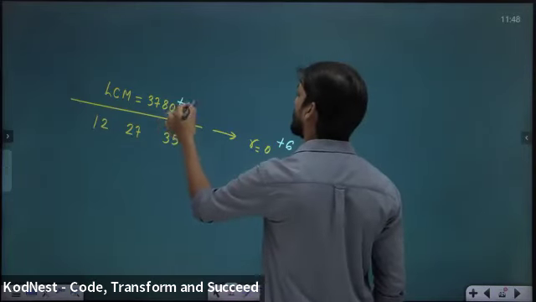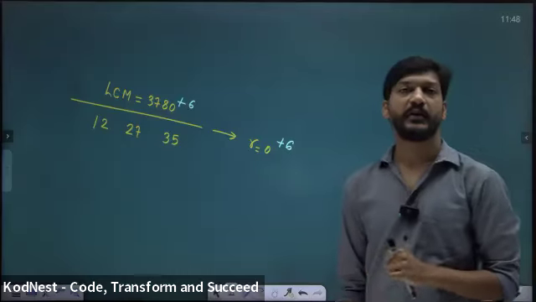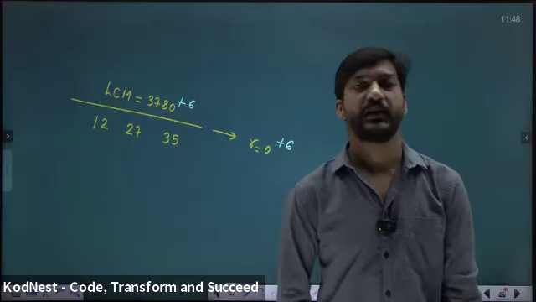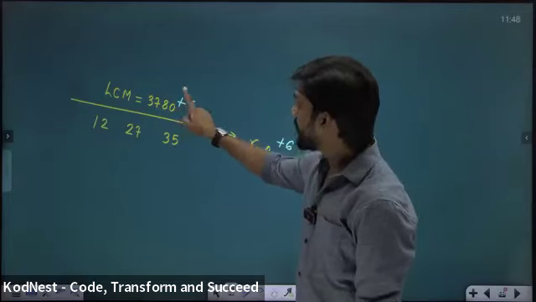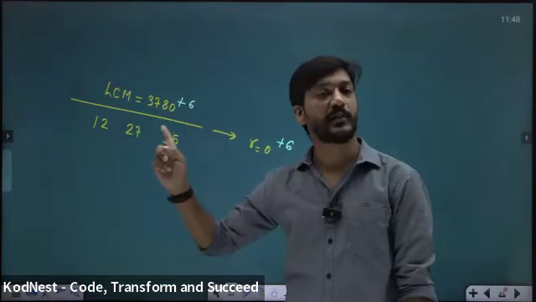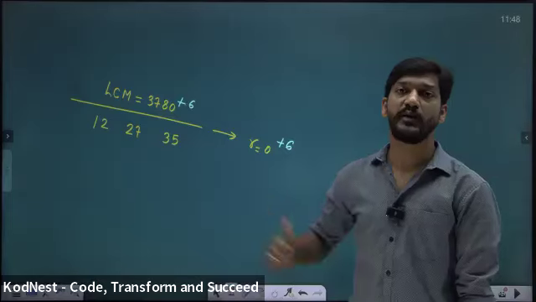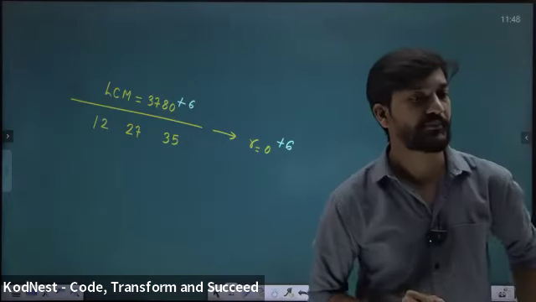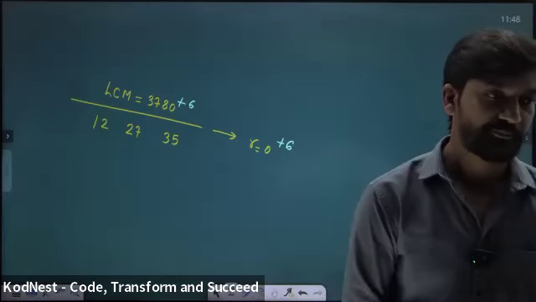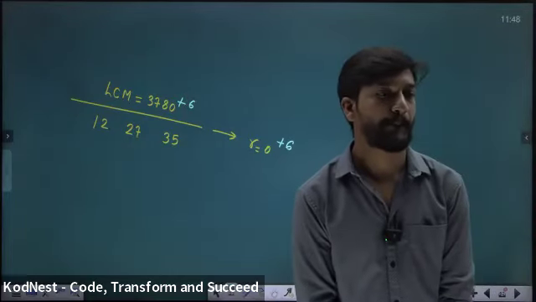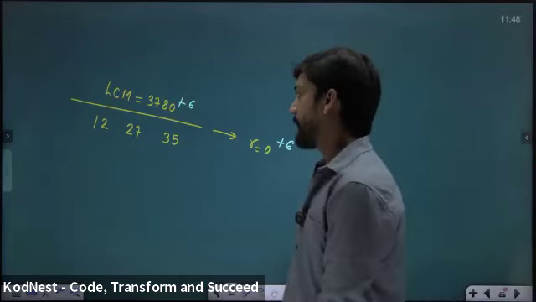Okay. So now clear? This is the process. LCM will give you remainder 0. So LCM plus 6, LCM plus remainder will give you the required remainder. This is the process. Understood? Got an idea? Okay.